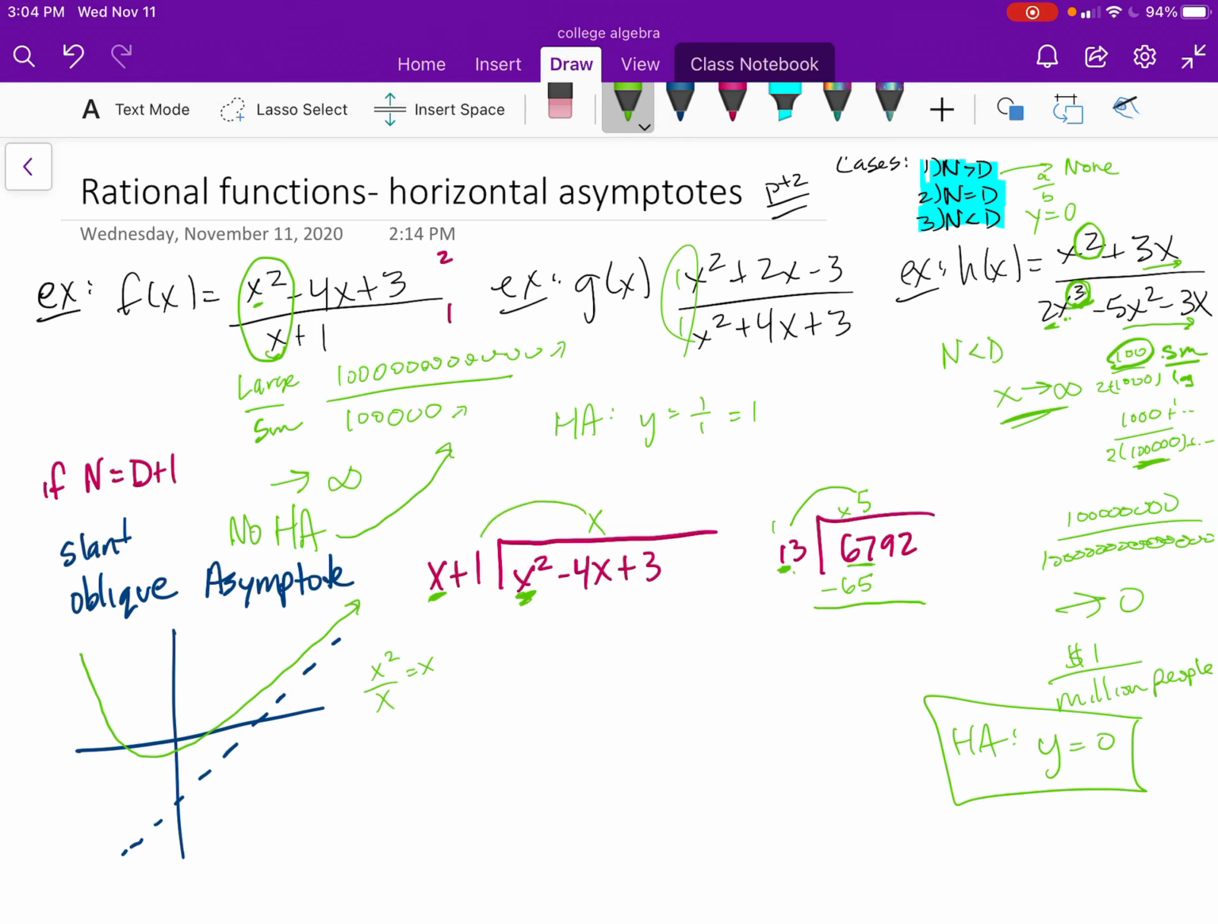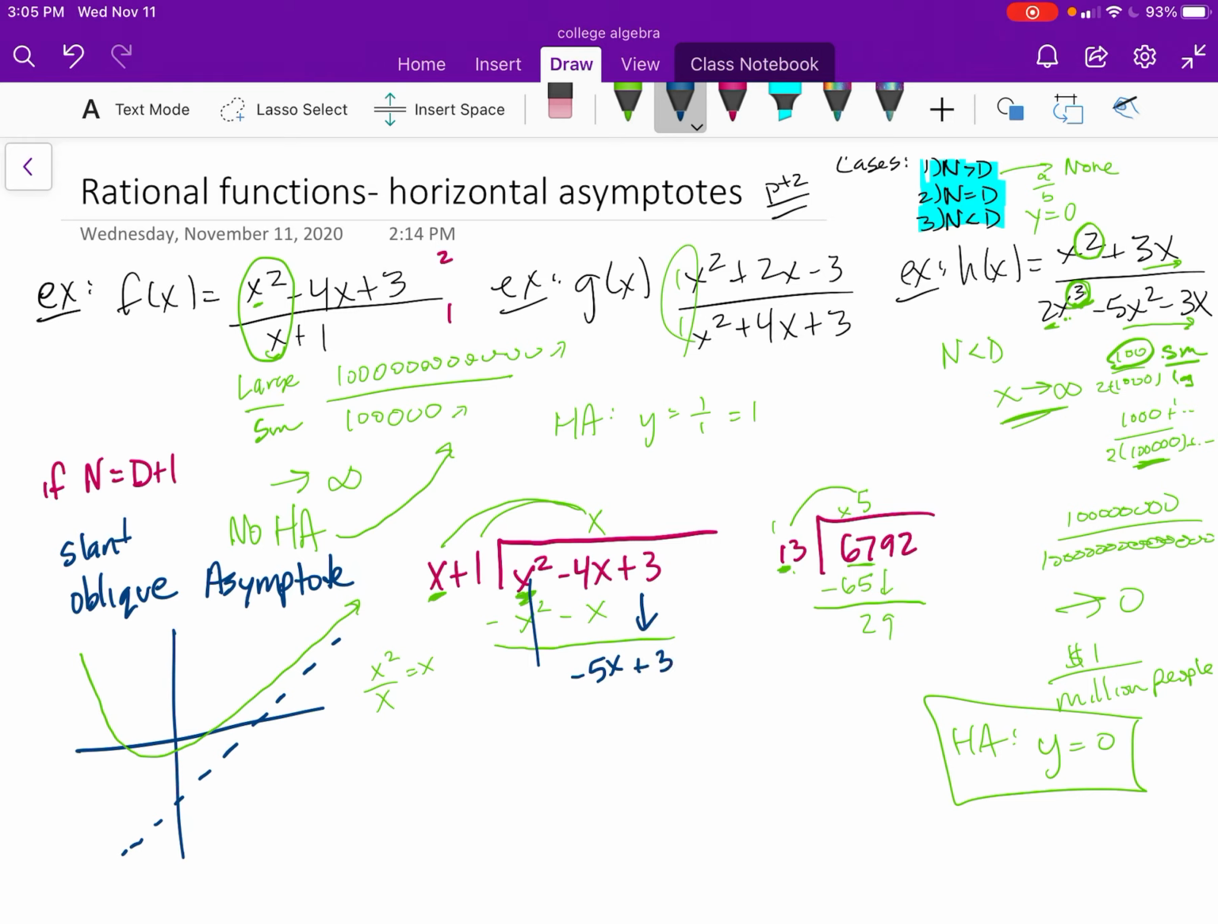Do the same thing here. X times 1 is x. X times x is x squared. And then I subtract. So I change all the signs. Now, looking at the right, I would bring down the 2, and 13 cannot go into 2, so that's good. But then I have to bring down the next number, right? Same thing over here. X squared minus x squared is 0. That's good. But negative 4x minus x is negative 5x, and I need to bring down the next number.